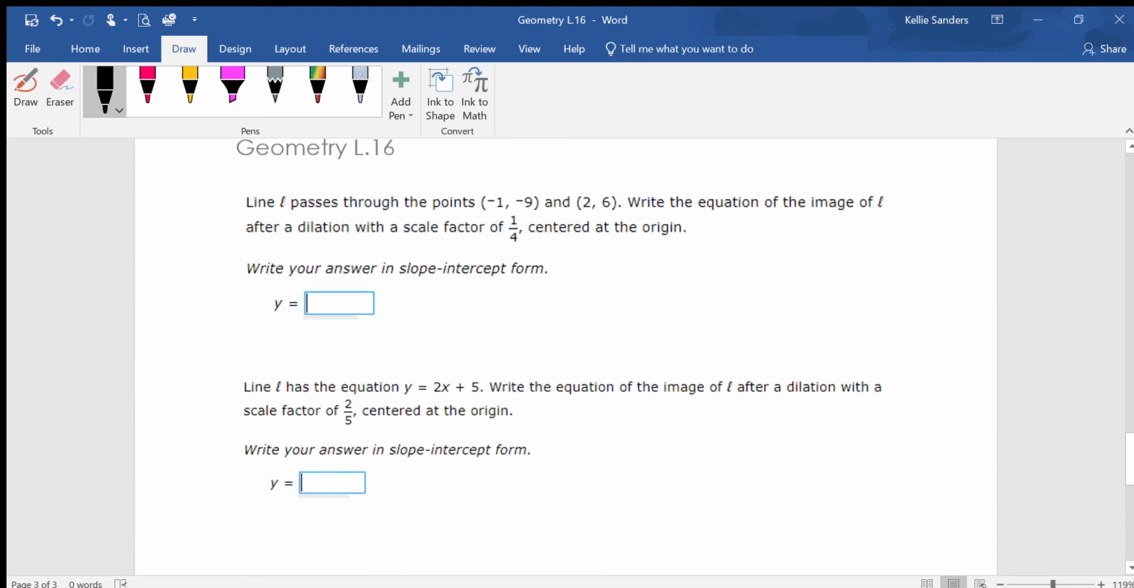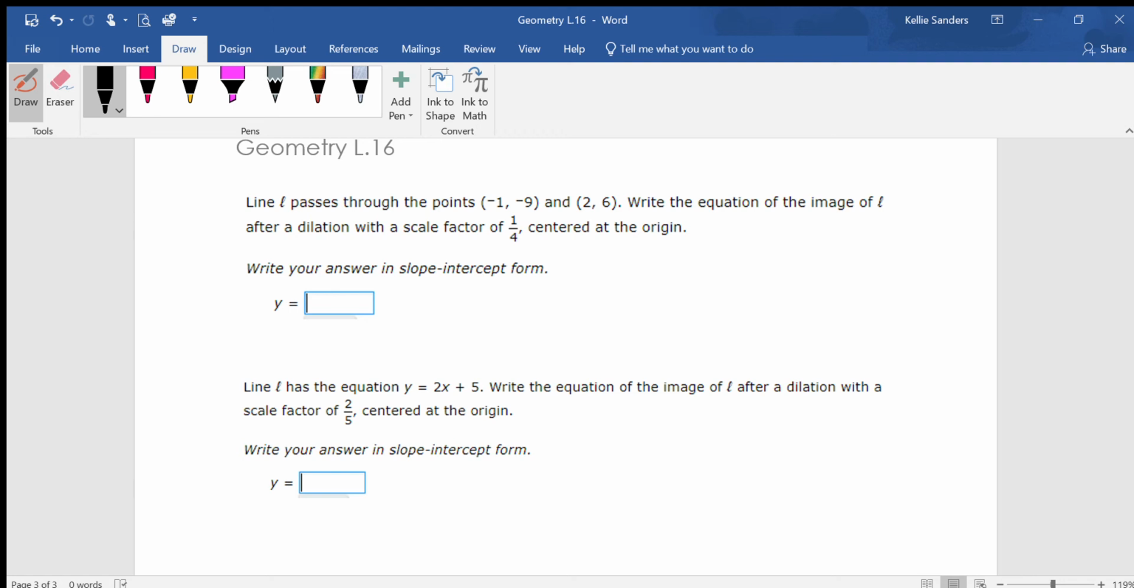Okay, now, once you get there, on these you're going to have to do some work. Depending on what score you want, you're going to have to do some work whenever you get to this. And so it says line L passes through the points negative 1, negative 9, and 2, 6. Write the equation of the image of L after a dilation with a scale factor of 1/4 centered at the origin. Write your answer in slope-intercept form.